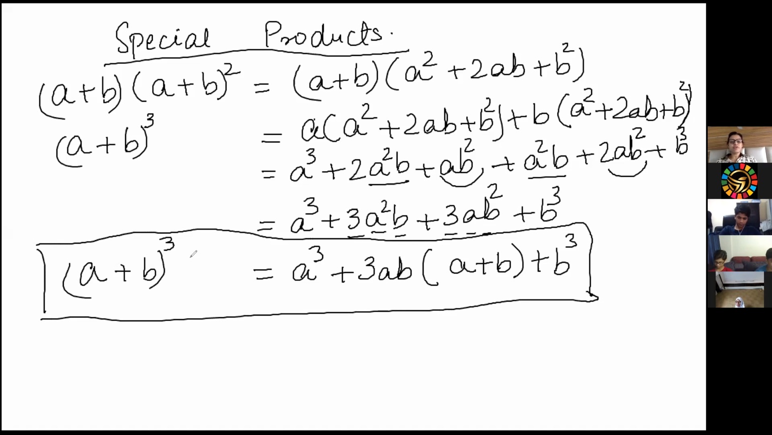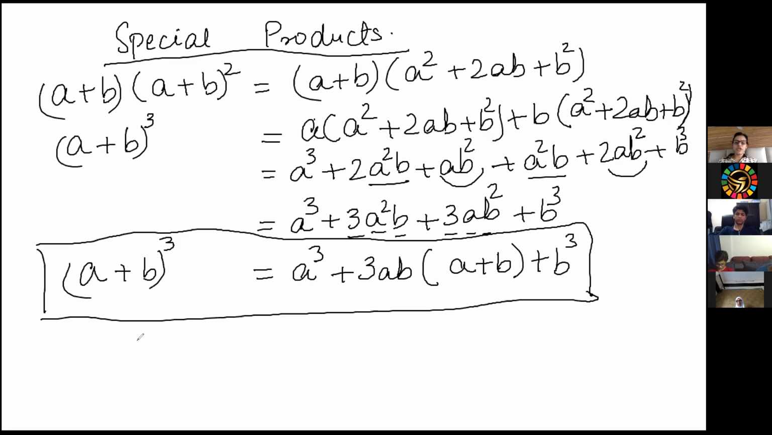And how do we remember it? How do we remember the square formula? First term's square and second term's square, and the middle term is 2ab. Here you will remember first term's cube and second term's cube is the last term, and the middle term is 3ab because it is a cube. So remember 3ab into (a plus b). So this is your formula: (a plus b) whole cube is equal to a cube plus 3ab into (a plus b) plus b cube.